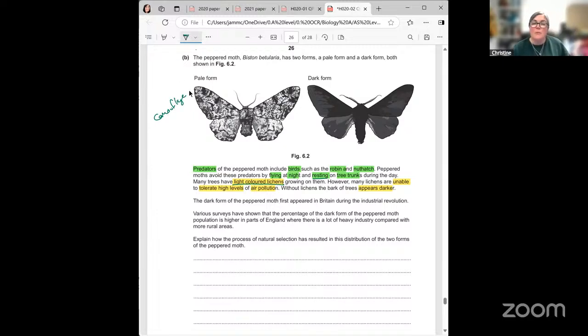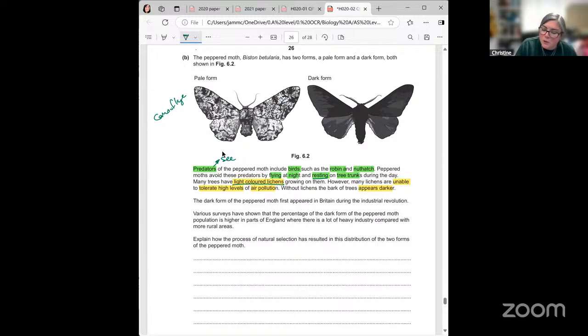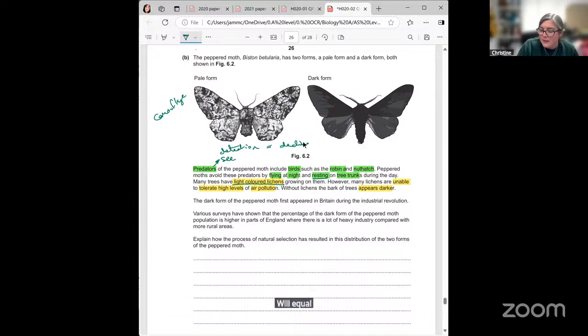Camouflage. Going on where something is obviously going to be hidden from those predators. So predators are going to feed on them if they see them. So if they see, i.e. are able to detect the moths, they are therefore going to feed on them. Those numbers are going to decrease. So detection will equal decline in numbers.